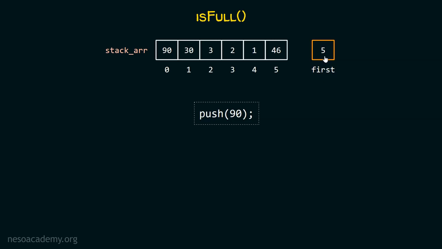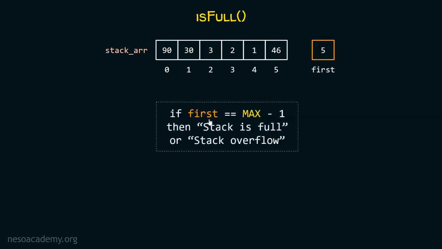This simply means that if first is equal to max minus 1, we know that max indicates the maximum size of the stack ARR. You can see the maximum size of the stack ARR is 6. This array is capable of holding 6 elements. So max must be 6. If first is equal to max minus 1, then we can say that the stack is full, right? So again, the first variable is behaving like a top variable only. If first is equal to max minus 1, then stack is full or stack overflow.